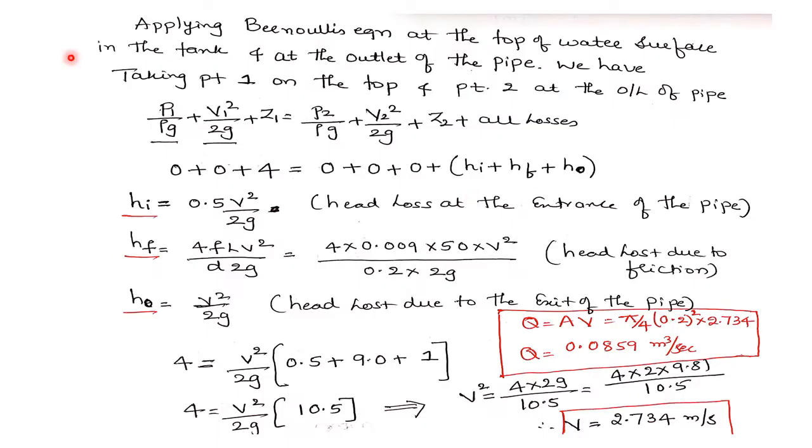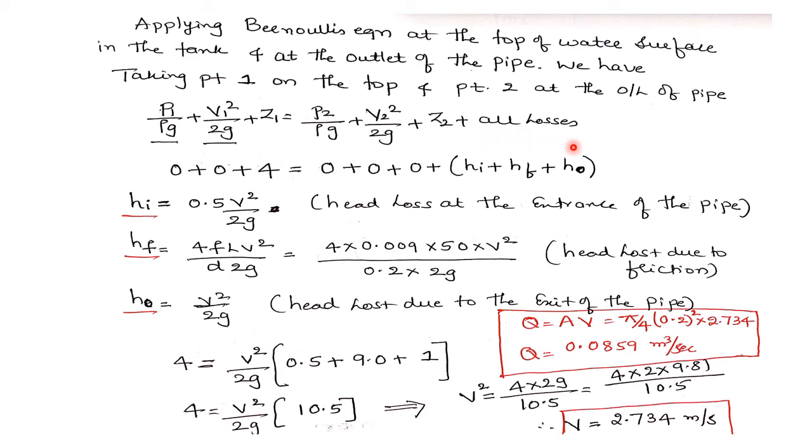So here in the pipe we can observe that when the water is flowing from the tank, taking point 1 on the top and point 2 at the outlet of the pipe, I have written the equations here. P1 upon rho g plus V1 square upon 2g plus Z1 equals P2 upon rho g plus V2 square upon 2g plus Z2 plus, we have to consider all the losses here.